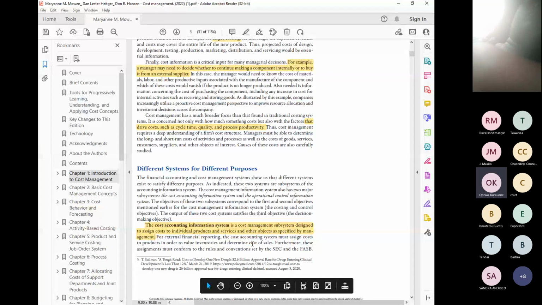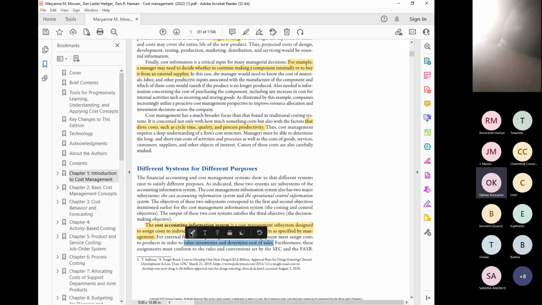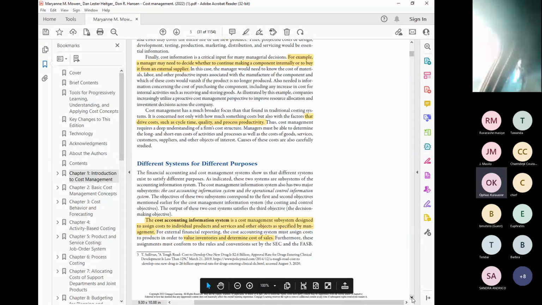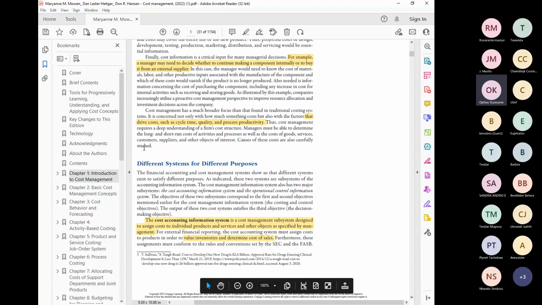So for external financial reporting, the cost accounting system must assign costs to products in order to value inventory and determine cost of sales. You need to have the value of inventory. Like in the assignments, I gave you the question on the valuation of the inventory. How do you come up with the inventory? So that is very critical, because those are the lifeblood of the what, of the organization. So you need to understand these items.